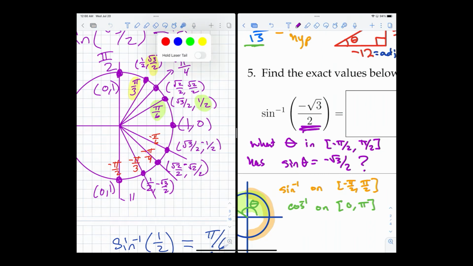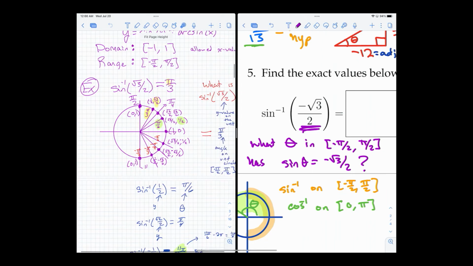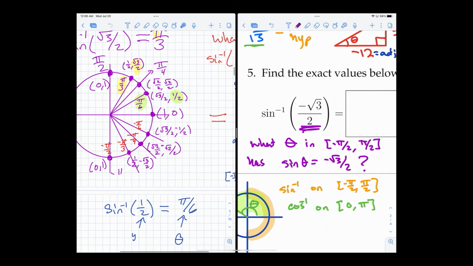Hey, let me point. I can't point. Oh, why can't I point? You can point here.